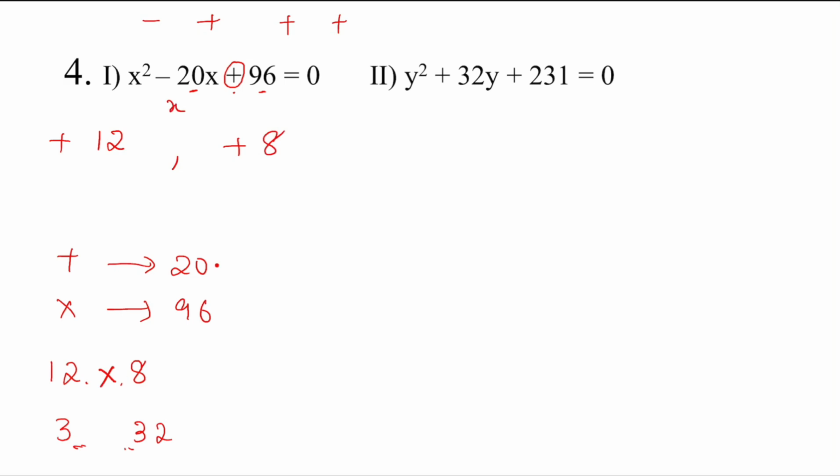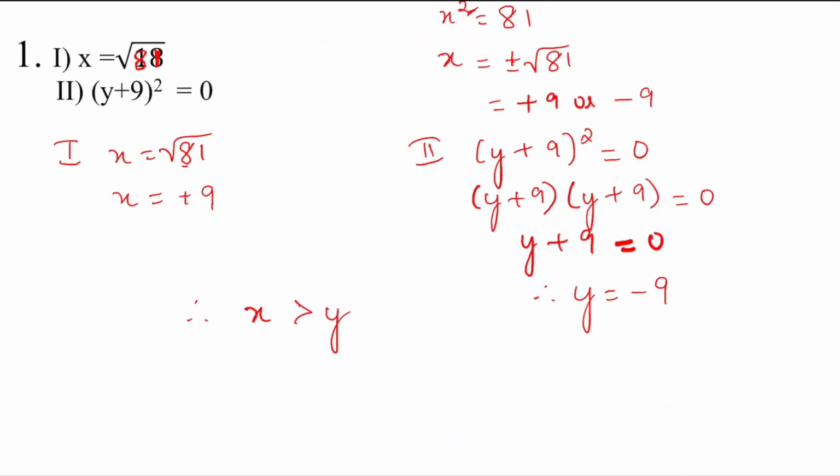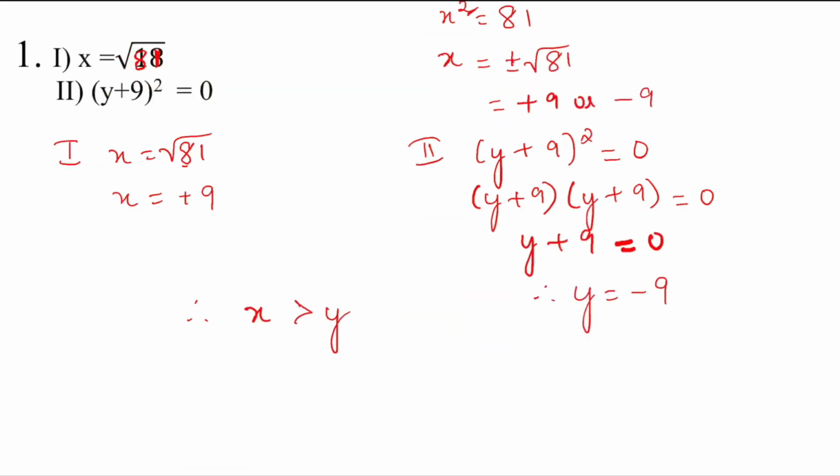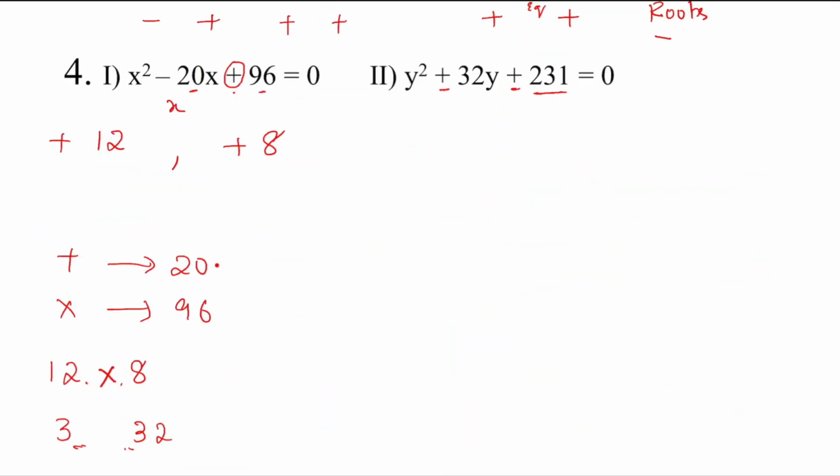Okay. Next, the second equation, y square plus 32y plus 231 is equal to 0. Next, how to find the two roots? First see here, plus plus. In the equation both symbols are plus plus. So when both symbols in the equation are plus plus, what will be the roots? Roots will be minus minus. So our roots will have minus minus symbols. Okay, so write minus minus.